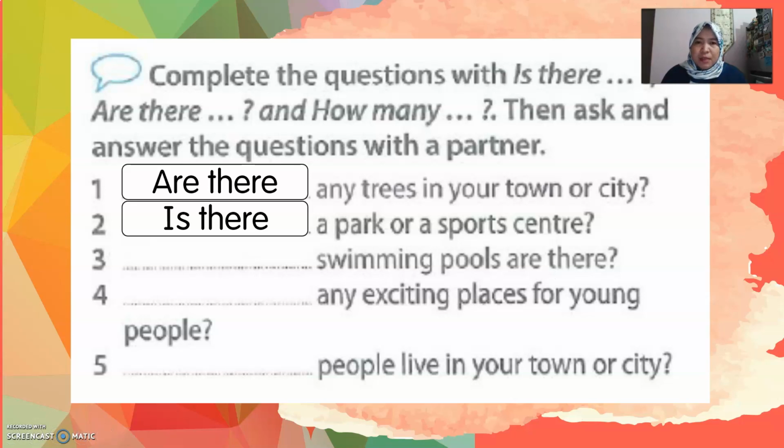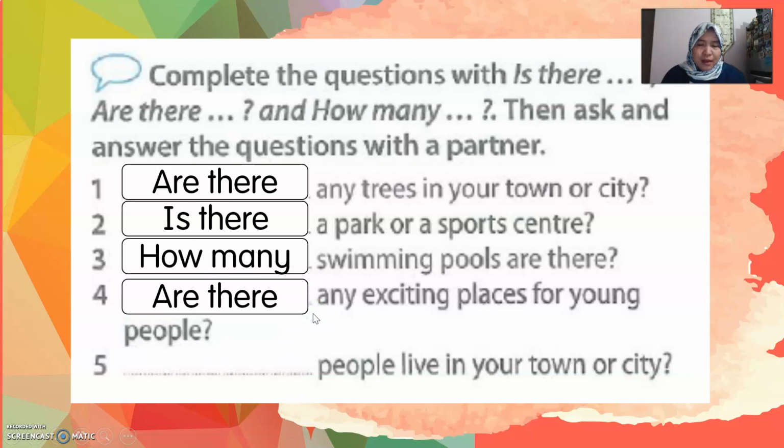Remember, do you still remember the form that I taught you earlier? So you should use how many, because you see here are there. So how many swimming pools are there? Okay, what about number 4? Any exciting places? Exciting places are plural nouns. So we should use are there.